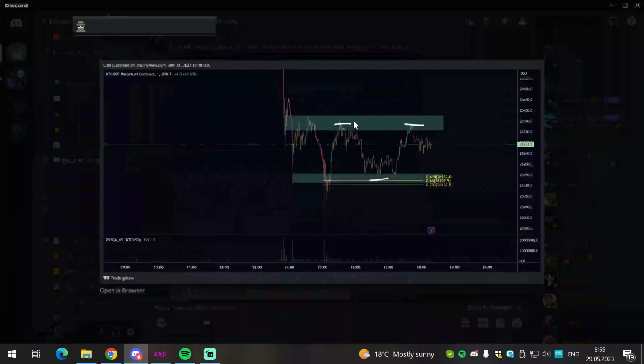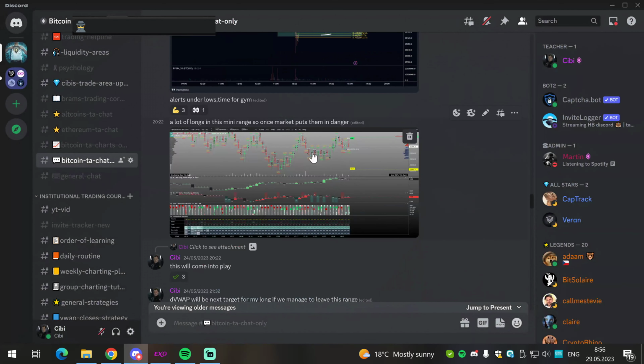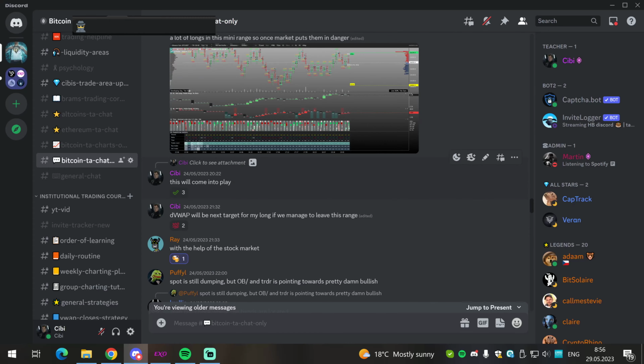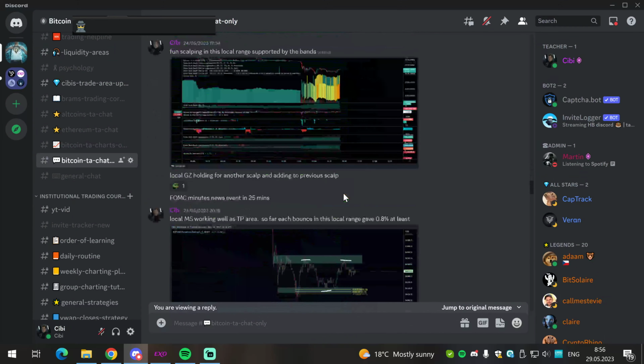Yes, before we went for that liquidity, I was showing you I was happily scalping this. Look at here, local market structures, golden zone, very simple, just market structure. The market structures are really key then with AMT. And I was also telling the group a lot of longs in this mini range. So once market puts them in danger, this will come into play. And what will come into play? It was the expected liquidity grab.